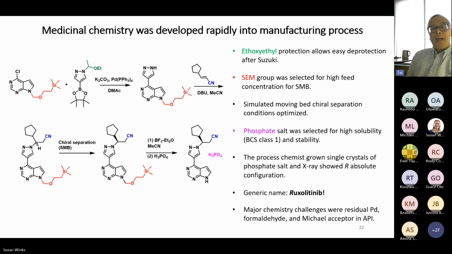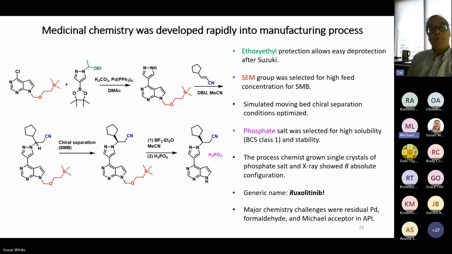We use a technique called simulated moving bed chiral separation. We worked in conjunction with a manufacturer and a chromatographic company to optimize the chiral separation procedure. From the racemic, we could get to the chirally pure compound with the protecting group on.